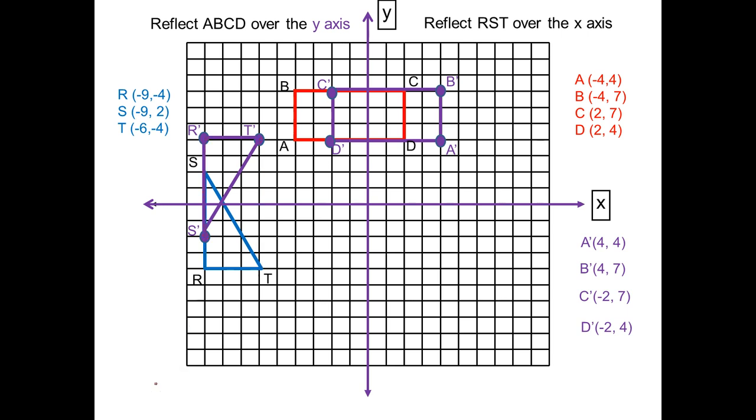And now once again we want to look at the coordinates. We have listed the coordinates of the original figure in blue. And now we've gone over the x-axis. So now my y-coordinates are going to change sign. So the -9, -4 becomes -9, +4. The -9, -2 becomes -9, +2. And the -6, -4 becomes -6, +4.